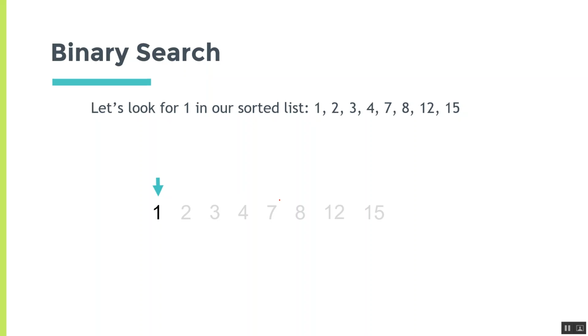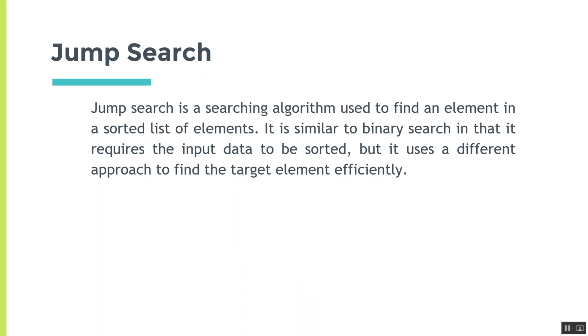Okay, so imagine how many elements we just traversed, 4 and then 2 and then 1 from this set of numbers. So we were able to lessen the number of comparisons in our list by half. So another one is jump search.